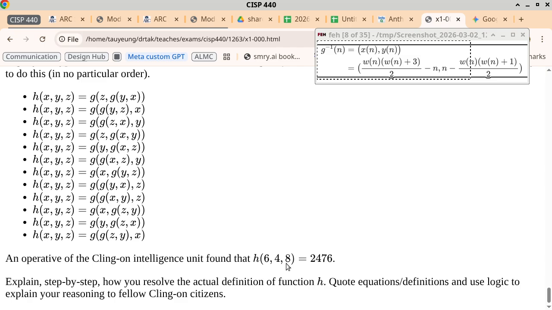Given the original example, which is in the test, we have 6, 4, 8. But once I apply the inverse function to the h of 6, 4, 8, we end up with 8 and 61. So that means we have 8 and 61 as a two-dimensional coordinate for the g function to work. And therefore, I can map z to be right here.